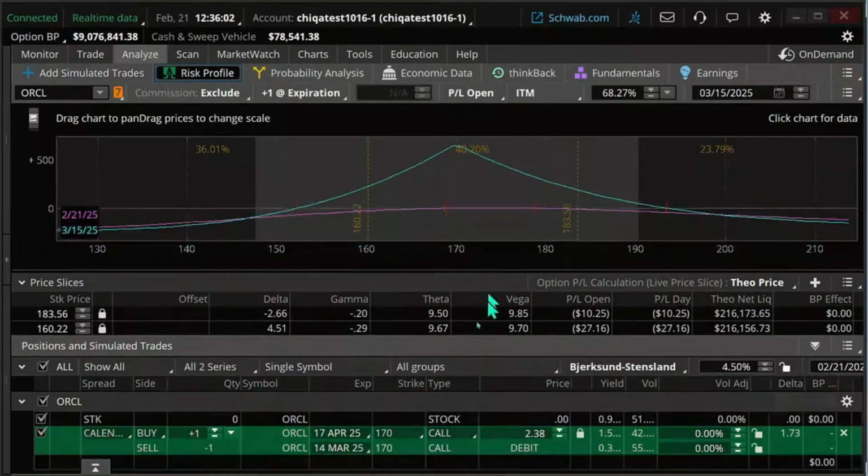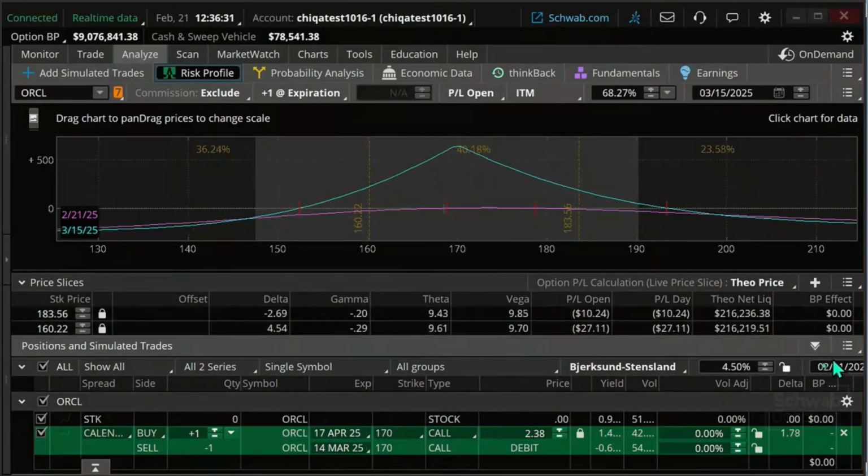Now, let's talk about the pros and cons of a calendar spread. Well, you can see very clearly where our max gain is. It's right where our strikes are, 170, 170. That's where it peaks out. The odds of hitting that peak right on the nose, probably not exactly. But hopefully we're in this range somewhere. This is where we want that stock to be.